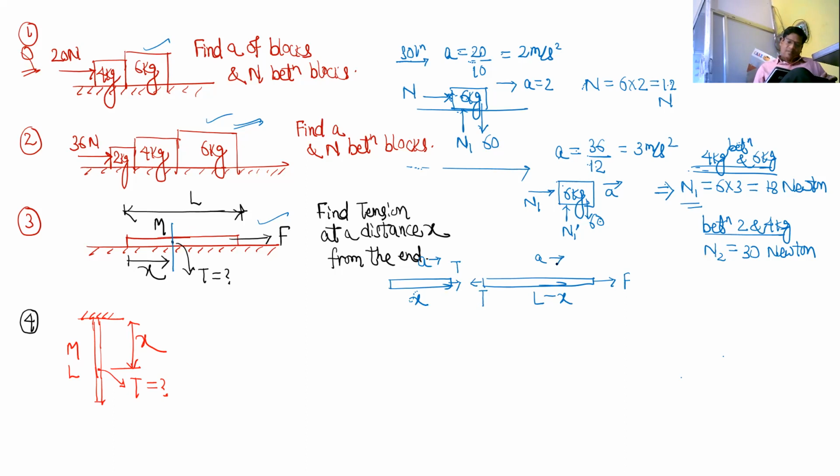So first, let me find out the acceleration. That acceleration comes out to be F by M, net force by total mass. Now write the equation for this one part. So the equation for this part becomes T equal to M into A. The mass of this part becomes M by L into x, and A is F by M. So this comes out to be Fx by L. Have you got this much?